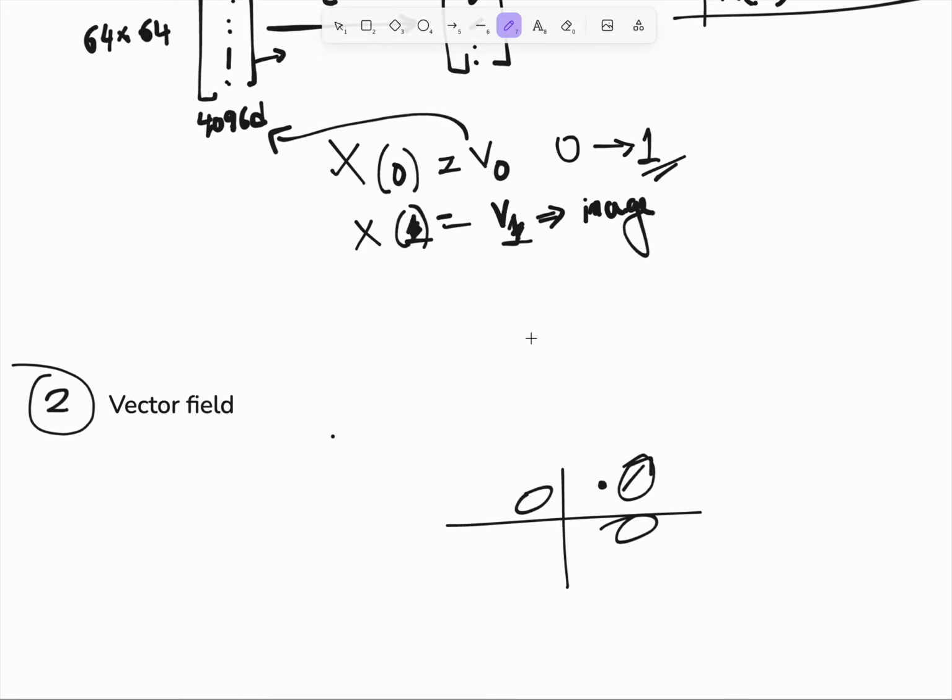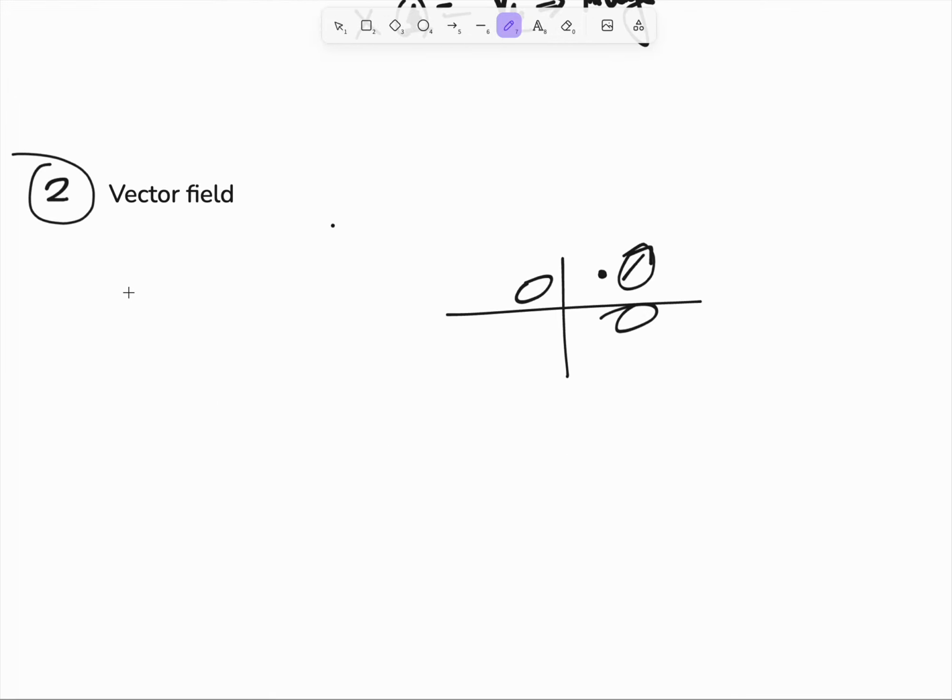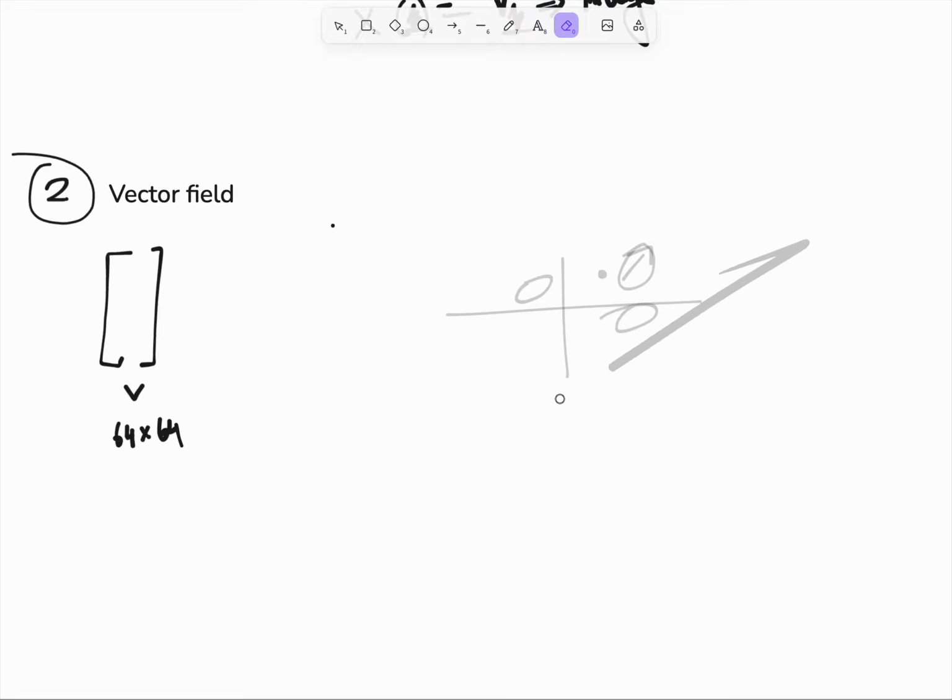So a vector field, let's get this. Again, let's use our V latent from before, 64x64. Let me just erase this.